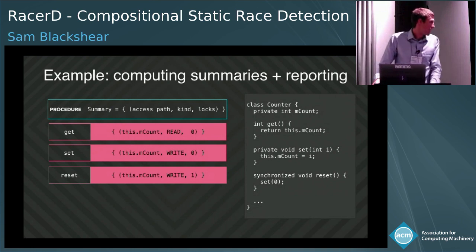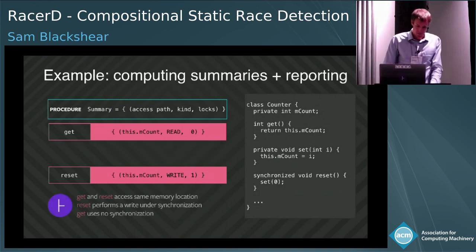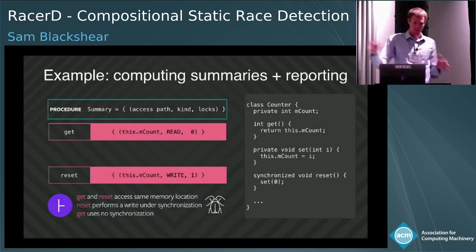So when we have all these summaries and we need to figure out what to report, we're going to look at the summaries of the non-private methods and figure out which ones access the same syntactic access path. And then if there are two accesses such that one is under synchronization and the other is not, and at least one is a write, then we're going to report. So in this case, we would say get and reset might, if the client of this class calls get and reset in parallel with each other, we might have a data race because they're touching what looks like the same memory and one of them is a write.